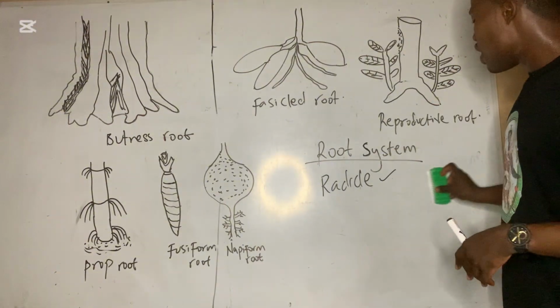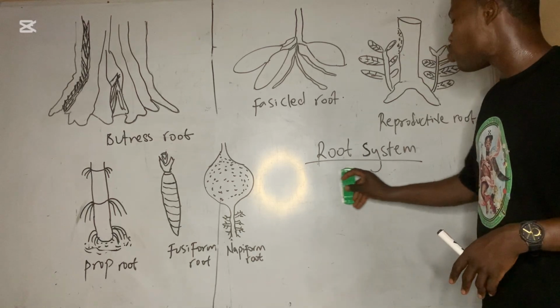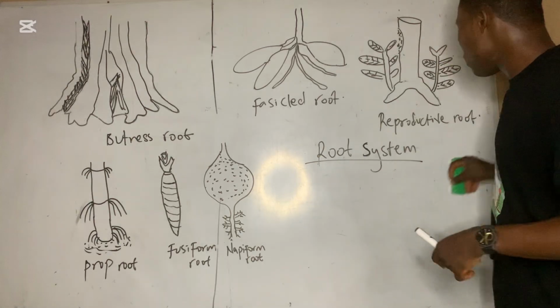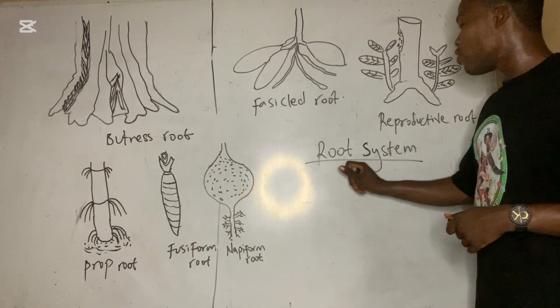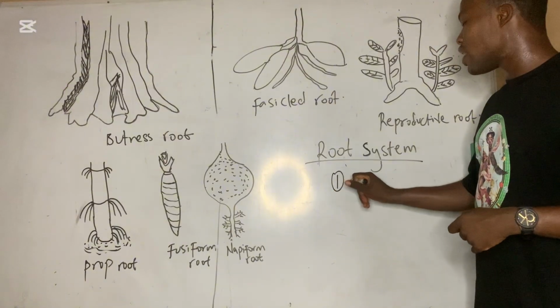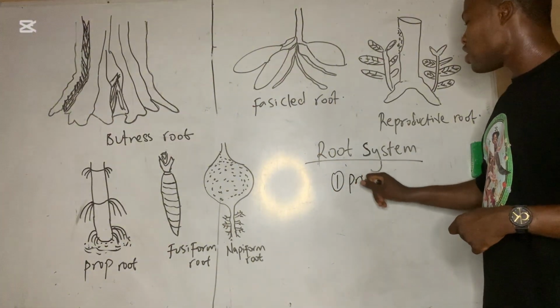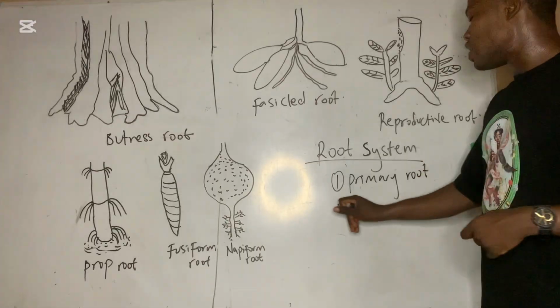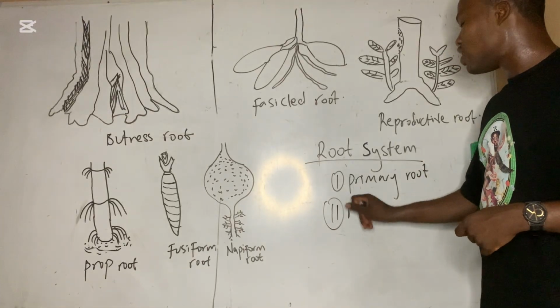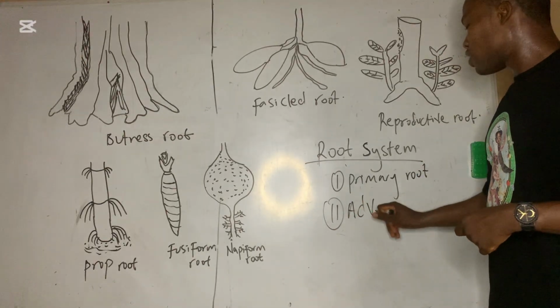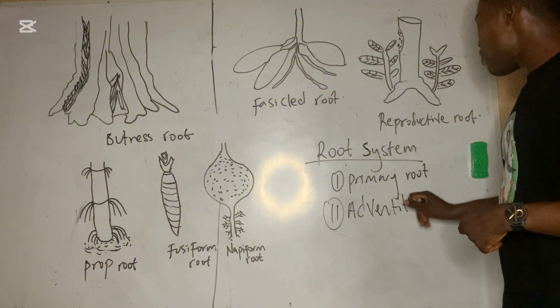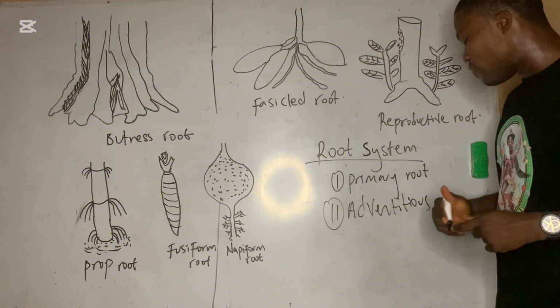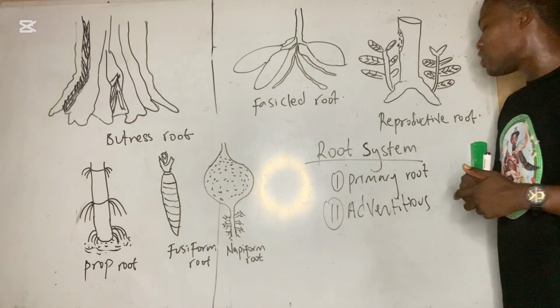Now quickly, a root basically can be of two kinds. A root can be of two kinds: primary roots and so-called adventitious roots. Primary roots, adventitious roots. Now, what is a primary root?